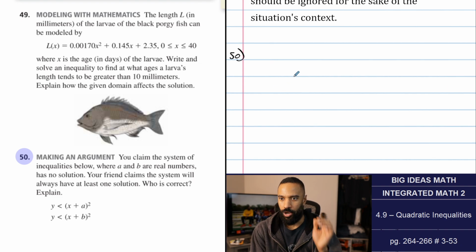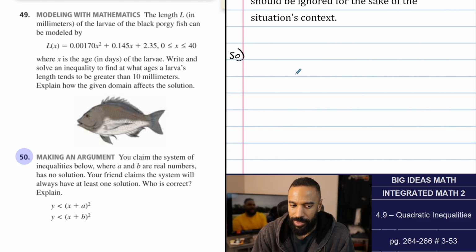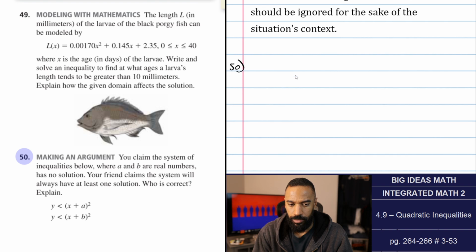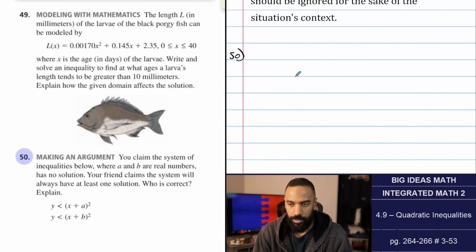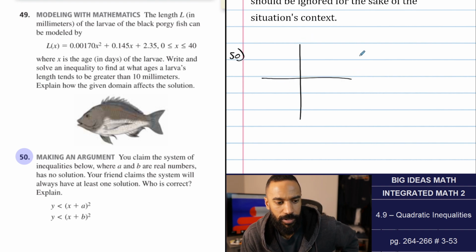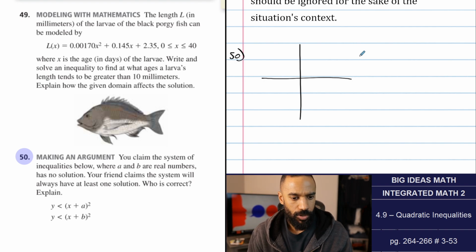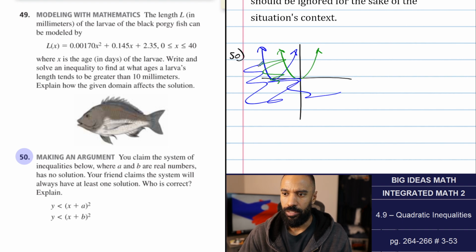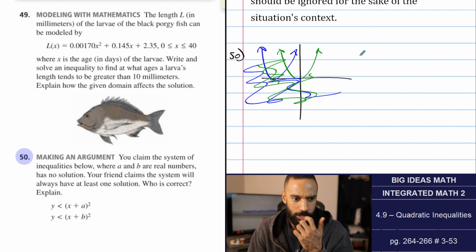I need to see which way they go. Given that they actually have stretch factors of 1, and given that you shade under, why wouldn't these be an infinite number of solutions? You claim the system of inequalities below, for a and b in real numbers, has no solution. So if this is (x + a) squared and this is (x + b) squared, I know they should be dotted, but I shade below this and below that. The overlapping shaded region, there's totally solutions all over the place.